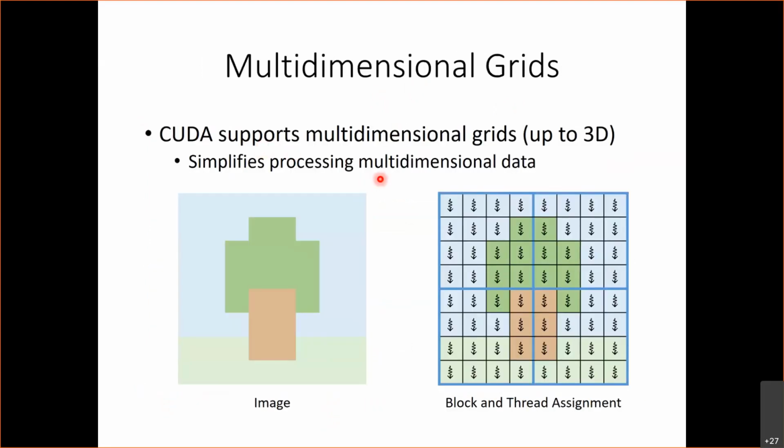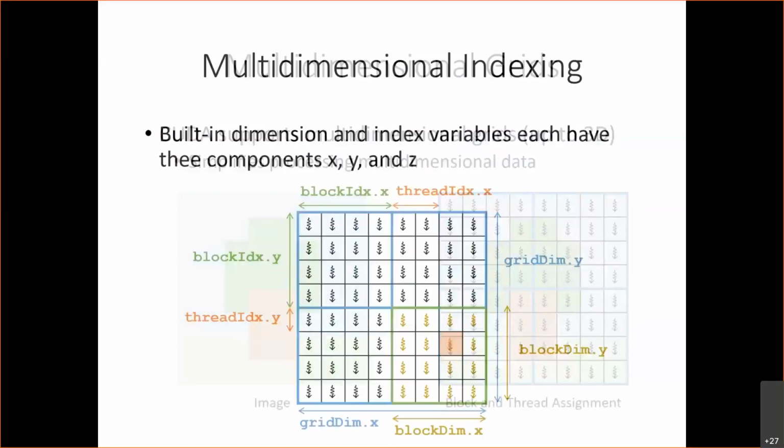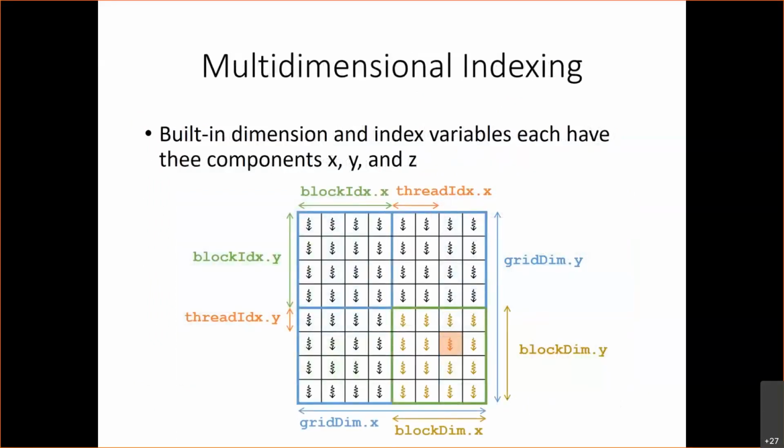We saw from this example that we can create two-dimensional grids. So a grid with an X and Y number of blocks, and each block itself could be a two-dimensional array of threads. And we saw how the block index and thread index and the grid dim and the block dim variables all have X, Y, and Z components that we can use.